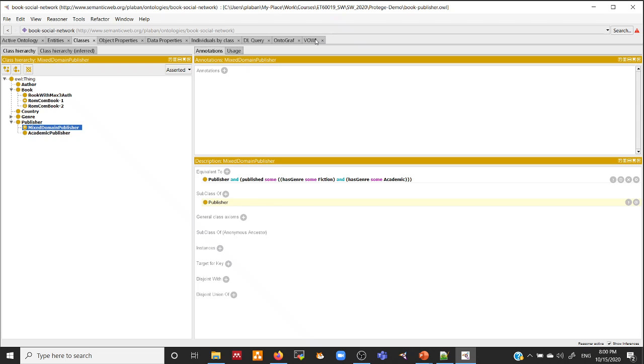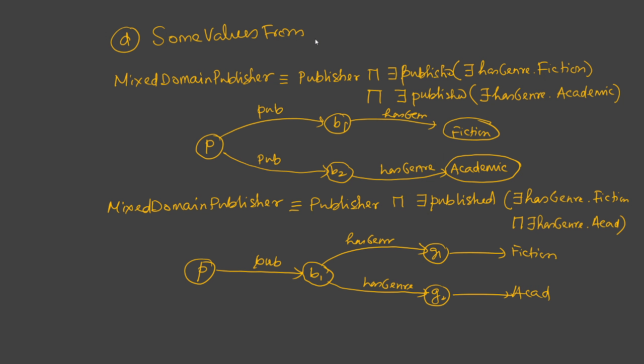So I guess let us stop here at this point, and we'll have another part of this introduction to Protege. There we'll be talking about some other features to be demonstrated. Thank you very much.